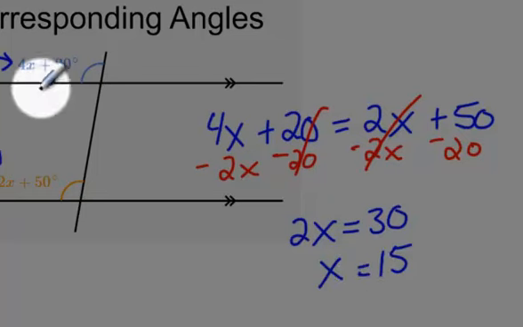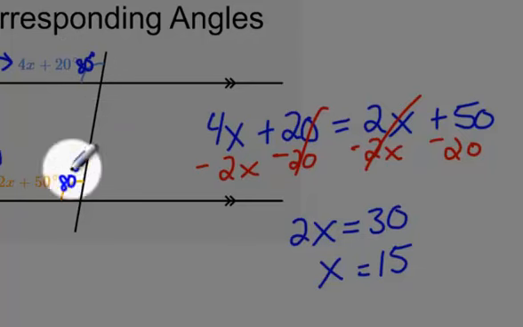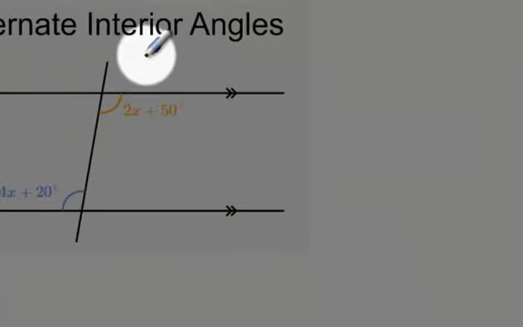Chances are if I put a 15 here, well, 4 times 15 would be 60, plus 20 is 80. If I put a 15 there, that would be 30, and 30 plus 50 is also 80. So both of these angles are 80 degrees. Those are corresponding angles. Let's keep trucking along. Alternate interior angles.